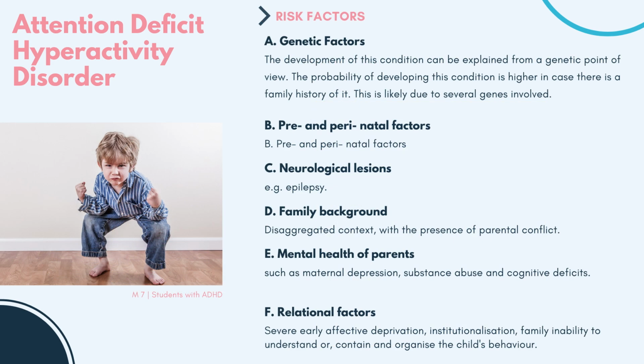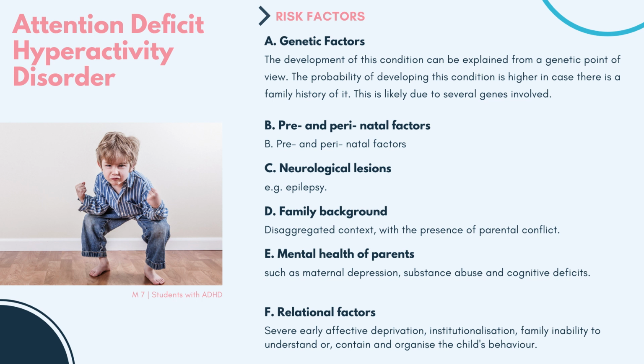There are a number of risk factors associated with attention deficit hyperactivity disorder, namely: A. Genetic factors. The development of this condition can be explained from a genetic point of view. The probability of developing this condition is higher in case there is a family history of it. This is likely due to several genes involved. B. Pre- and perinatal factors, such as exposure to alcohol and drugs during pregnancy. C. Neurological lesions such as epilepsy.